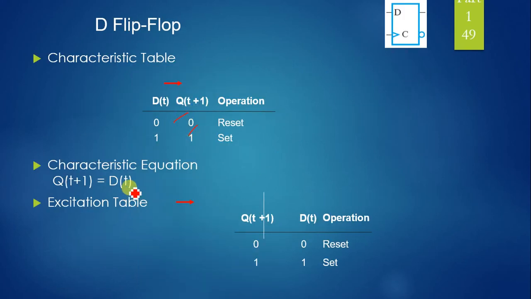Similarly, the characteristic equation is given by Q of t plus 1 is nothing but D of t. It's the same thing, right? The excitation table is given by Q of t plus 1, 0 and 1. We have 0 and 1 as the output. Like this, for each flip flop you can define the excitation table, characteristic table and characteristic equation. These are the three important things for any typical flip flop, essential in order to start working with your state tables.